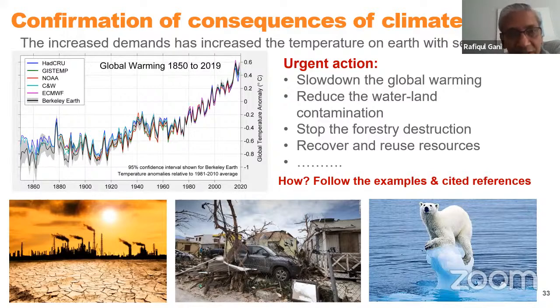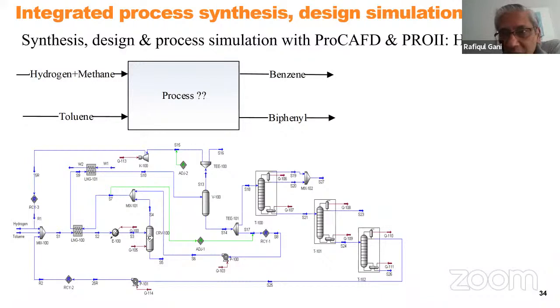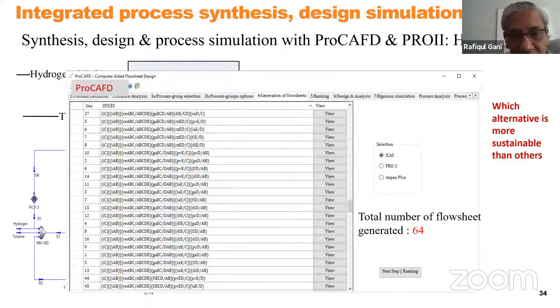Let's take the first case. Here is a typical example, the HDA process to make benzene from toluene and hydrogen is very well known. The flow sheet you see is a well-known flow sheet. But is this the best flow sheet? What we can do is we can take this flow sheet and generate other alternatives. We can see that we can generate 64 other alternatives that nobody has checked. Now, which alternative is the best?